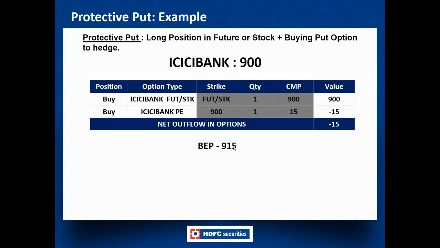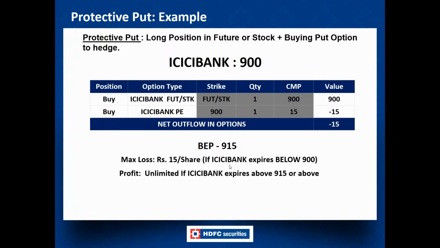However, if it starts moving lower, your loss is just 15 rupees per share if ICICI Bank expires below 900 rupees. So suppose it expires at 800 rupees; if you hold on to this strategy till expiry, your loss would be just 15 rupees and not more than that, because you have hedged your position by buying the 900 put option. If it goes lower, the 900 put option will safeguard you. However, your profit is unlimited if ICICI Bank expires above 915 rupees.